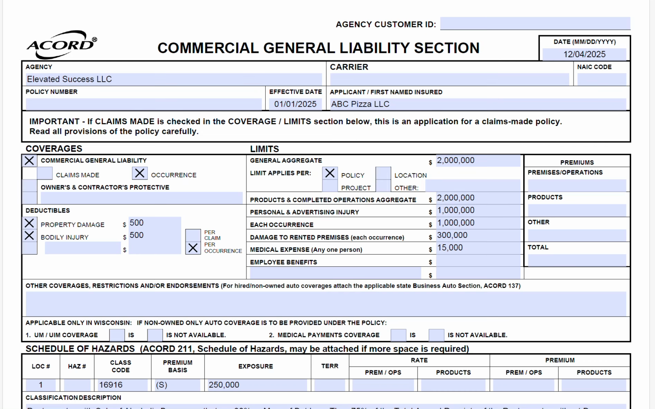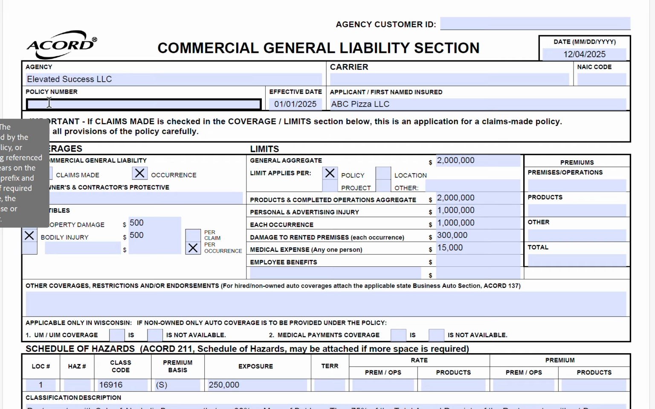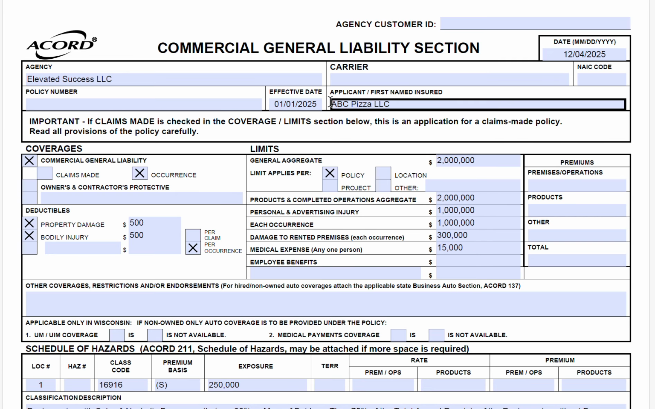I'm going to show you how to fill out the Commercial General Liability Accord form, which is an Accord 126. You'll start just like any other application. You're going to start with the date, which would be today's date, your agency name up at the top. Since there's no policy, you don't need to fill out a policy. You really don't even need to fill out the effective date either. You just need to fill out the applicant's name, or the first named insured. For this example, we're using ABC Pizza LLC.